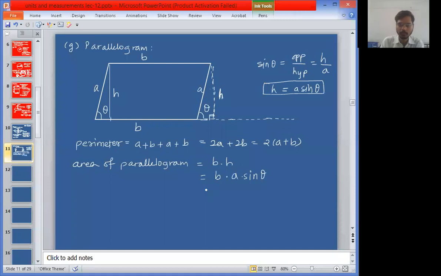Just keep on writing. And a slight rearrangement, just let me modify the sequence. Instead of b a, let me write a into b. That is also okay. The answer is ab sin theta. That's the area of parallelogram, ab sin theta. After this, reply in the chat box W written, so that we can move on to the next shape.